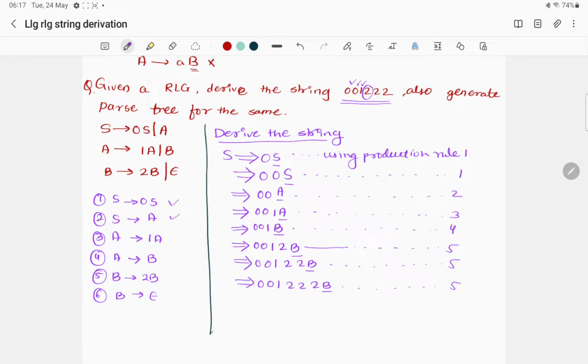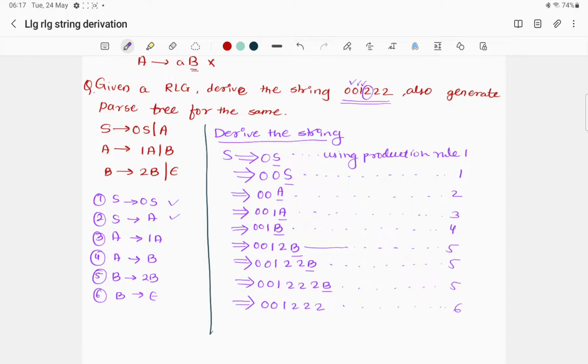Now I am done with my string. I should be stopping now. So I will go with the rule B giving epsilon. And I have used rule number 6. So now we can see using the production rules in this combination, I got my string 0, 0, 1, 0, 0, 1, 2, 2, 2 derived here.